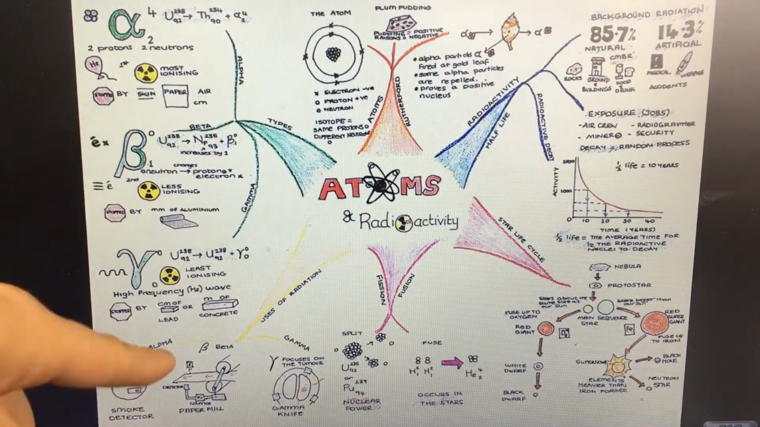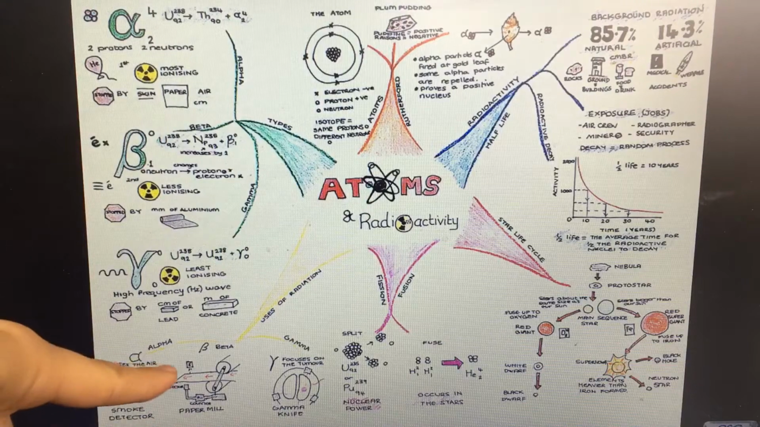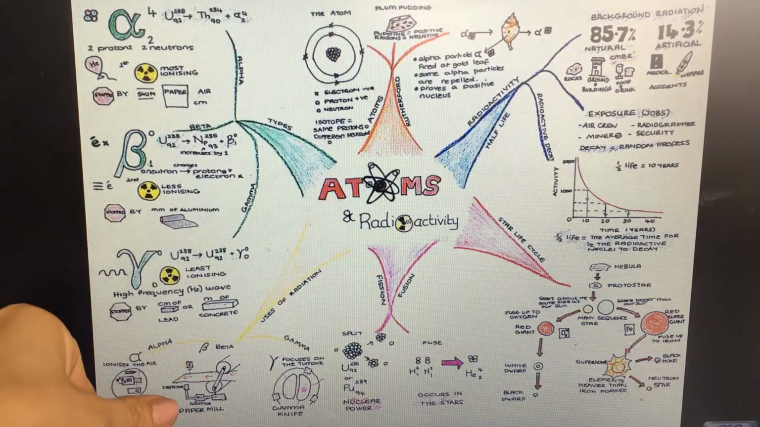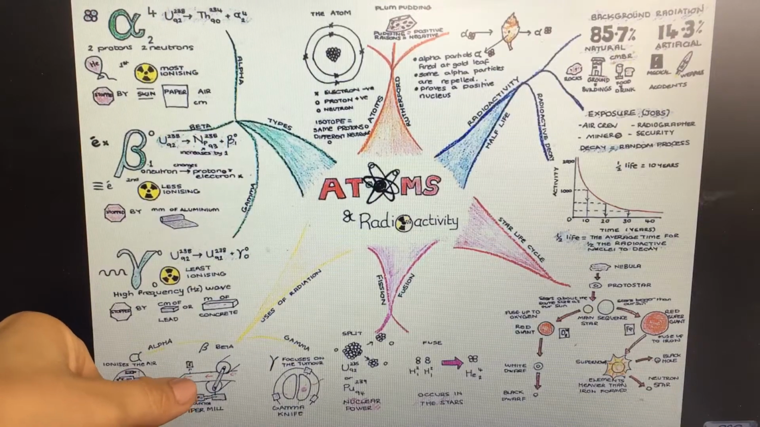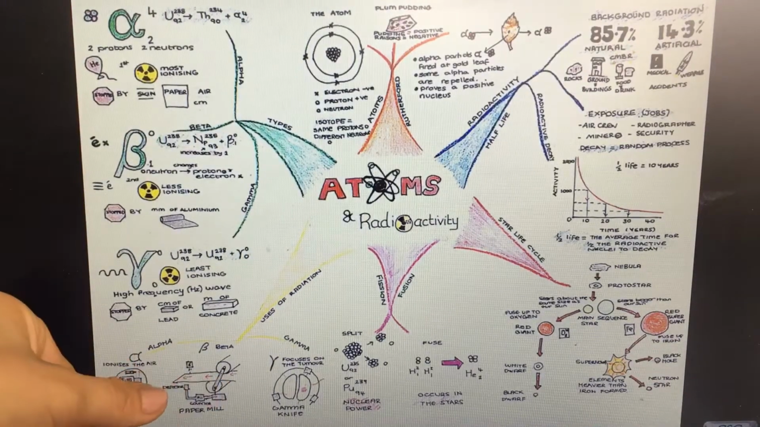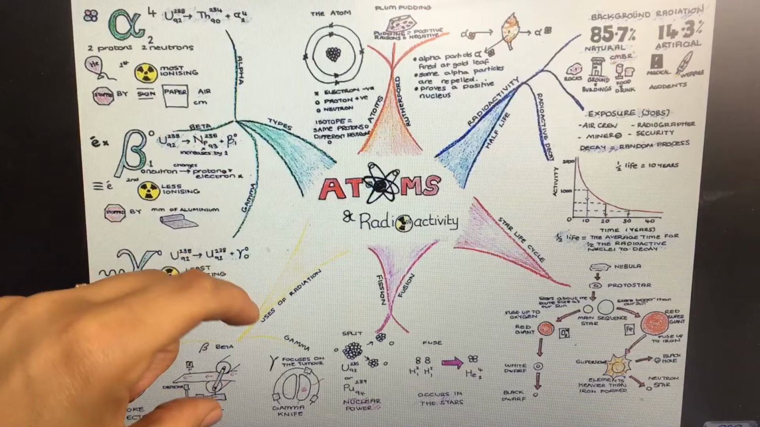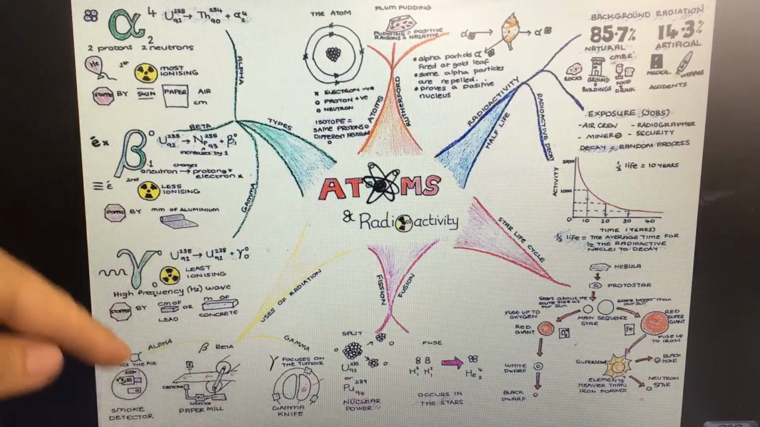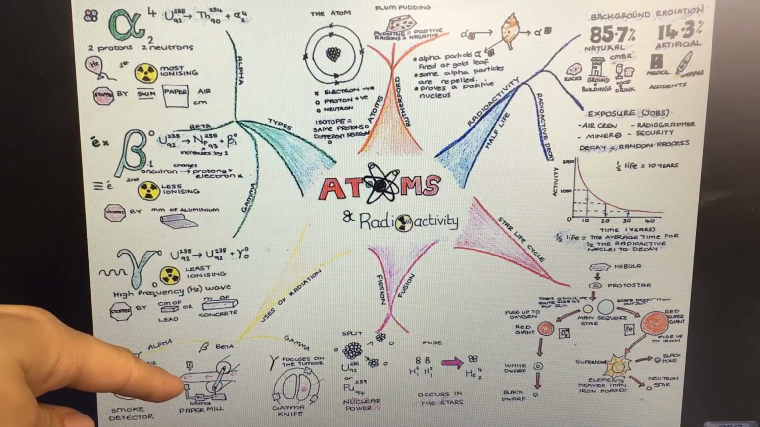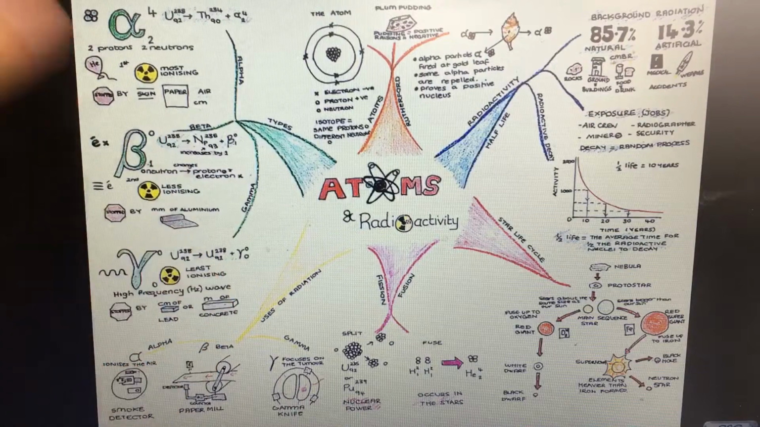Beta can be used in paper mills or even aluminium factories. They have a beta source, it fires it through to a detector, which will have a set number that it needs to be at. If this number gets too low, that means the paper's got too thick, so the automatic rollers will then cause it to squeeze together. If the number gets too high, it means the paper's too thin, so it will separate the rollers again.